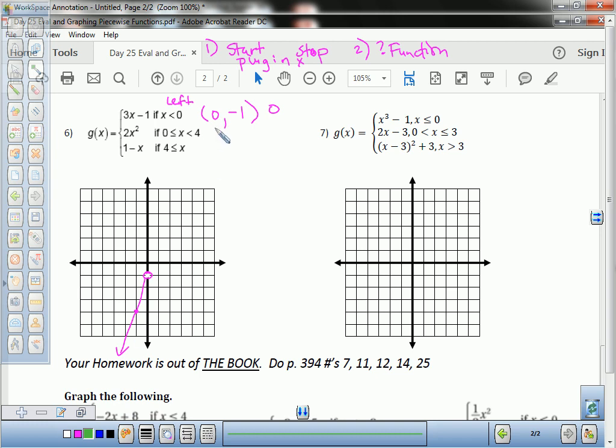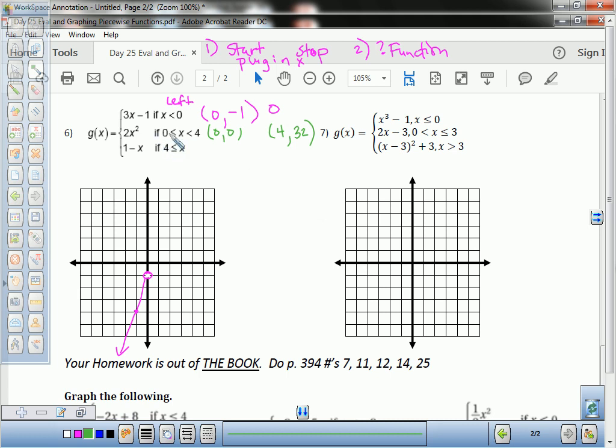Okay, second piece. The second piece has a start and a stop. So if I plug in 0, I get out 0. And if I plug in 4, I get out a crazy large number. 4 squared is 16 times 2 is 32. That was a good choice. Not really.